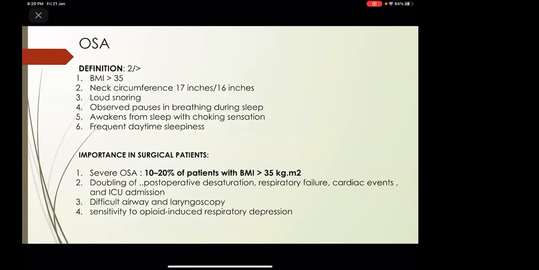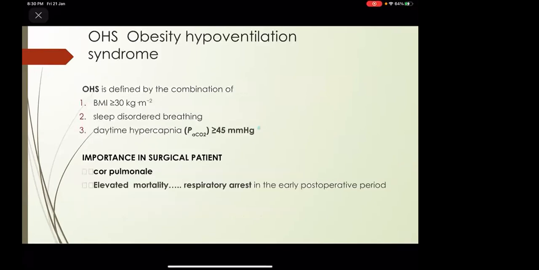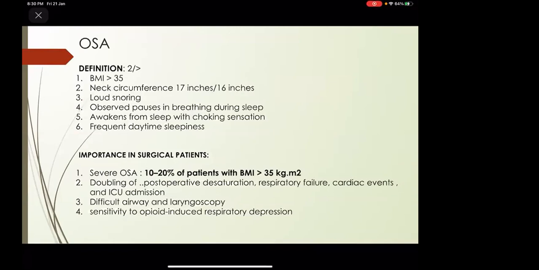Now, what is OSA? These patients, because of their fat, have increased sleep disordered breathing. So if a BMI more than 35 with neck circumference, which is measured at the level of Adam's apple, more than 17 inches or 43 centimeters in male, or 41 centimeters and 16 inches in female, associated with loud snoring or observed pauses in breathing or awakening from sleep with choking sensation and frequent daytime somnolence, then the patient is most likely to have OSA. We have a very common STOP-BANG score, which I'll discuss later.